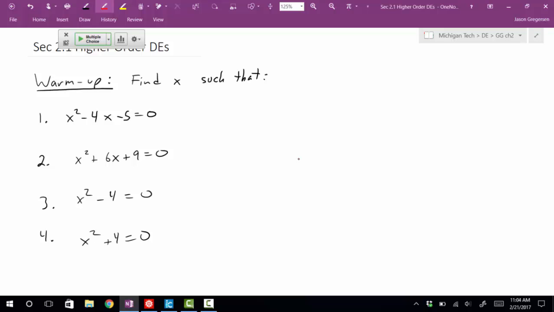When I look at the first one, my first step might be to try to factor that. I should be able to factor that into what and what? x minus 5, x plus 1. And then I can see that the values of x are x equals 5 and x equals negative 1.